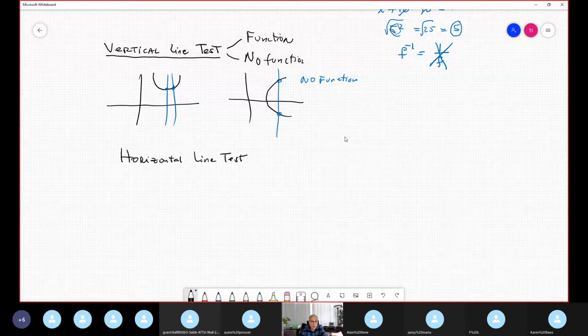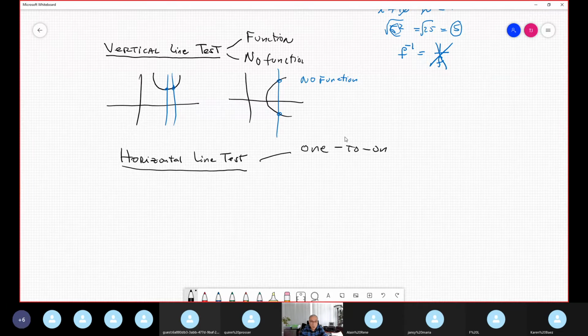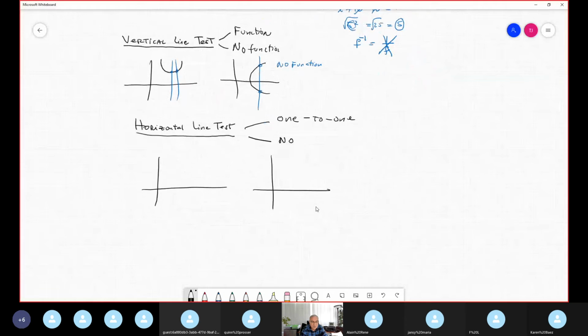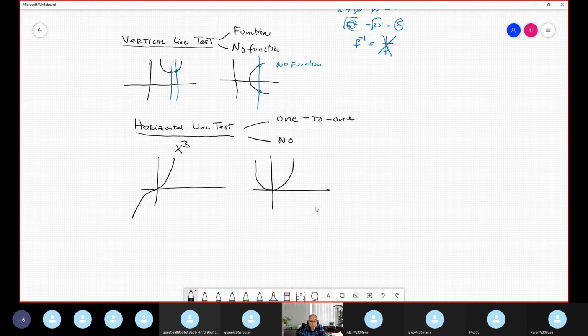The horizontal line test is used in another sense: to check whether a function is 1 to 1 or not 1 to 1. Okay? So this is the horizontal line test, and it's a similar idea. Look, suppose that we have a function like that. This is the typical cubic function, right? And suppose that we have the parabola, a square function.